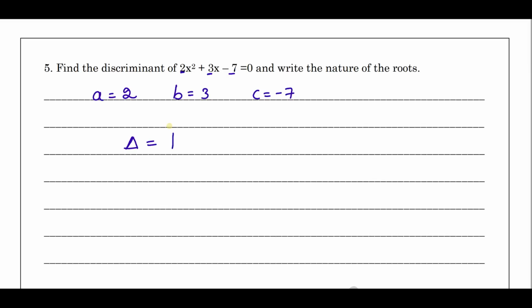Now discriminant delta equals b square minus 4ac. Delta equals, what is b square? 3 square minus 4 into a value, a is 2, c is -7. Delta equals 3 square is 9, minus, here again minus, minus into minus becomes plus, 4 2s are 8, 8 7s are 56.